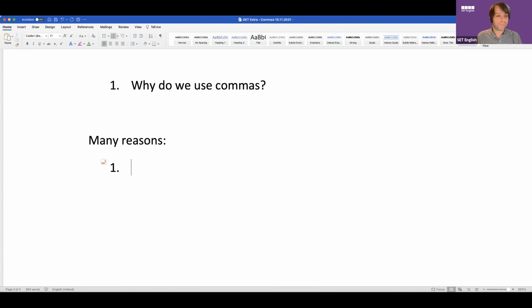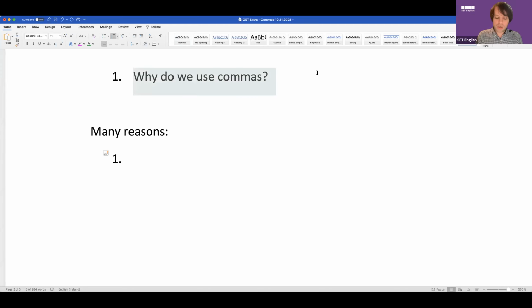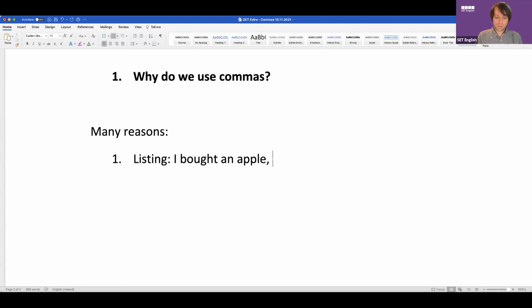To avoid running sentence. To avoid running? What do you mean? Not exactly, no. But what about, for example, if I say, I bought a car, a house, a fish, a table. What am I doing there? Listing, right? Yeah. We use commas for lists. Like I bought an apple, a pear, and an orange.